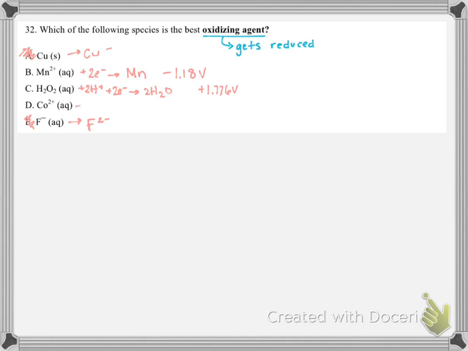And cobalt can gain 2 electrons to form solid cobalt. Does that with a potential of negative 0.277 volts. And so the one that will be the best oxidizing agent, or the best at getting reduced, will be the one with the most positive potential, and that will be answer choice C.